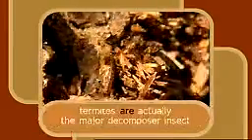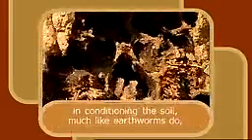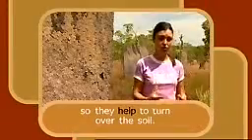So here in tropical Australia, termites are actually the major decomposer insect, and they also play a really important role in conditioning the soil, much like earthworms do. So they help to turn over the soil.